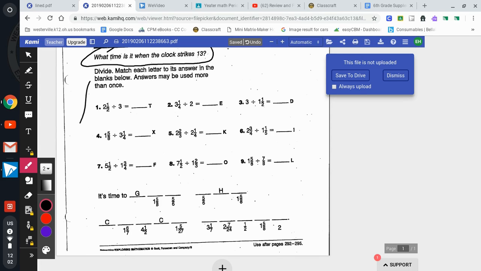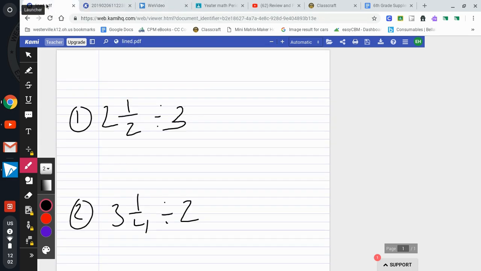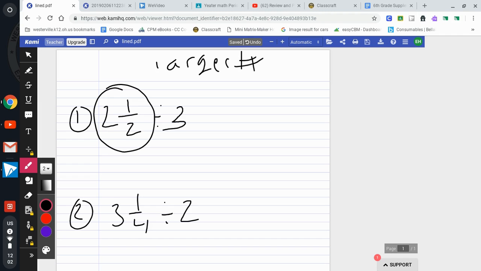So we're going to look at the first 4 here on my separate sheet as I click, and we have 2 1/2 divided by a third. So 2 1/2 is a mixed number. Anytime you have a mixed number, we're going to turn it into an improper fraction, which means a larger number on top and the same denominator on the bottom.